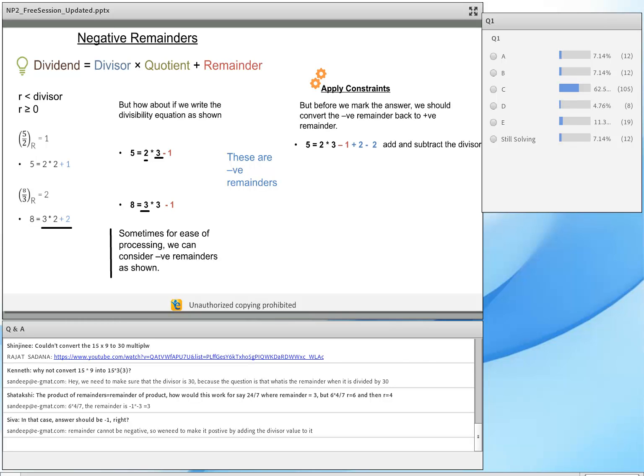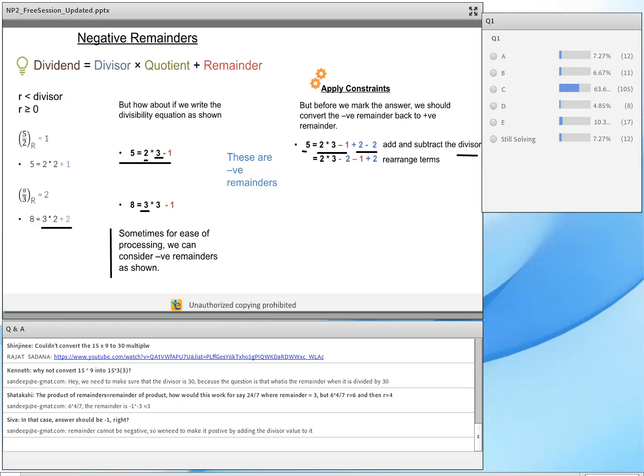So focus on this one. Remember, we had expressed 5 as 2 times 3 minus 1. So we said 5 is equal to 2 times 3 minus 1. Now, this gives us a negative remainder. So what we do is we add and subtract the divisor. The divisor was 2 over here, so we do a plus 2 and a minus 2. Why? Because in net, we are doing a plus 0, which is fine.